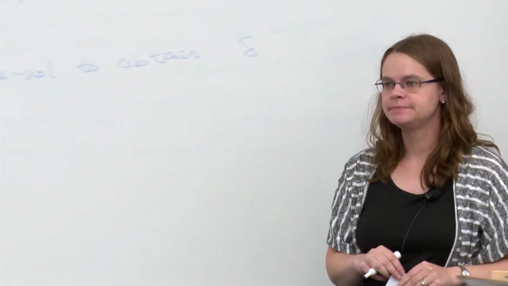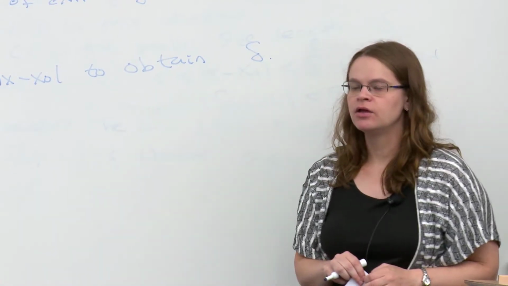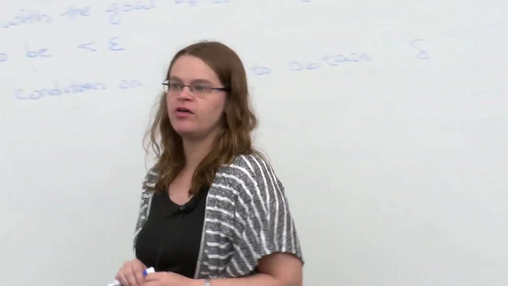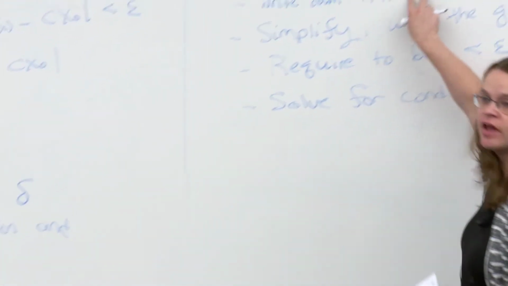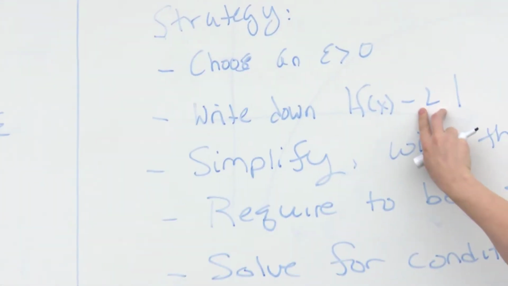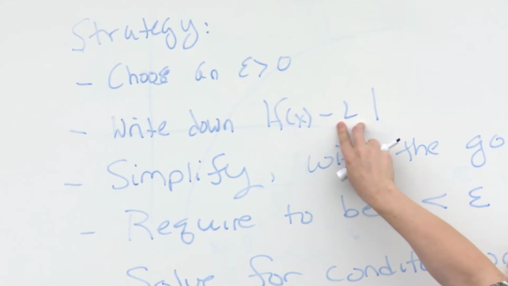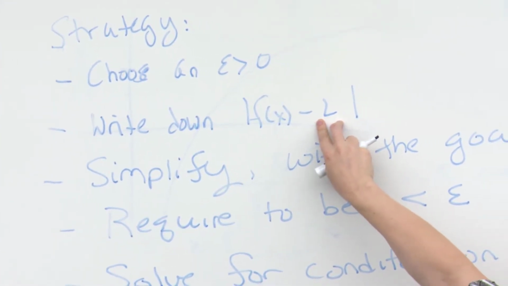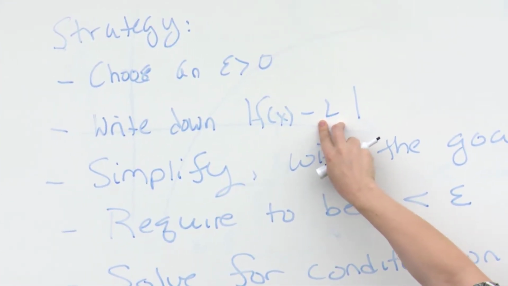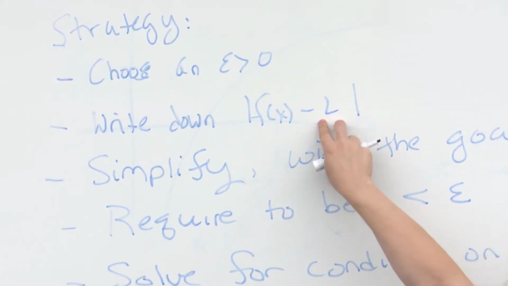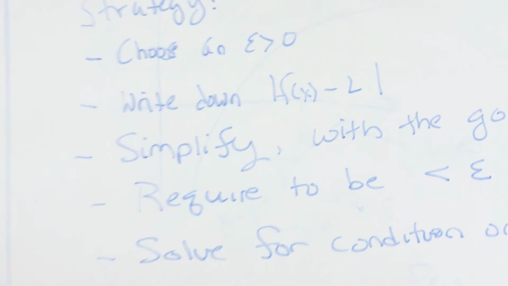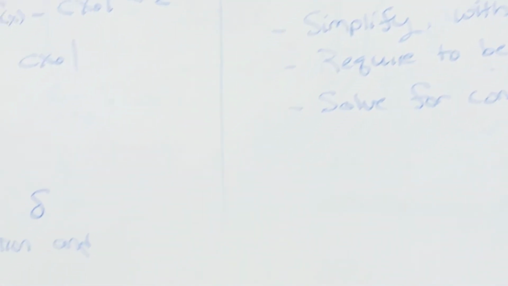We can always make delta as small as we want as long as it's positive, and as long as you maintain that this is less than epsilon. It doesn't have to be tight, as close to epsilon as possible. Maybe the delta we pick ends up making this less than epsilon over 100. That's fine. It's less than epsilon over 100, so it's still less than epsilon. We'll do that sometimes. We just need bounds.